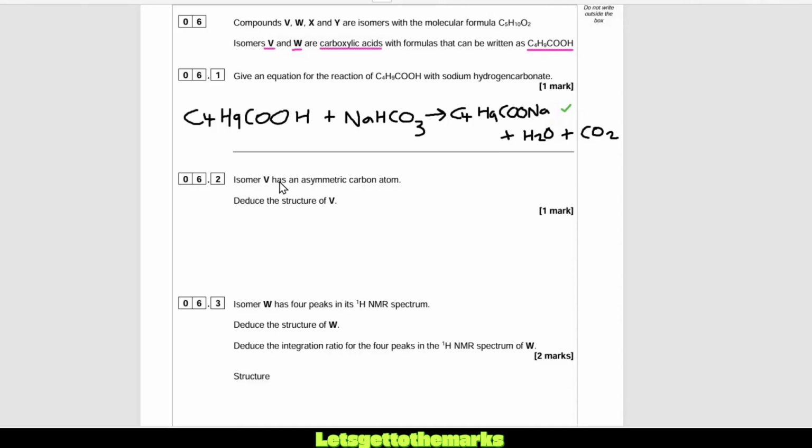So the first carboxylic acid V has an asymmetric carbon atom. Deduce the structure of V. So what we want to do here is pause the video, grab your pen, grab a scrap bit of paper, see if you can work out what structure V is.